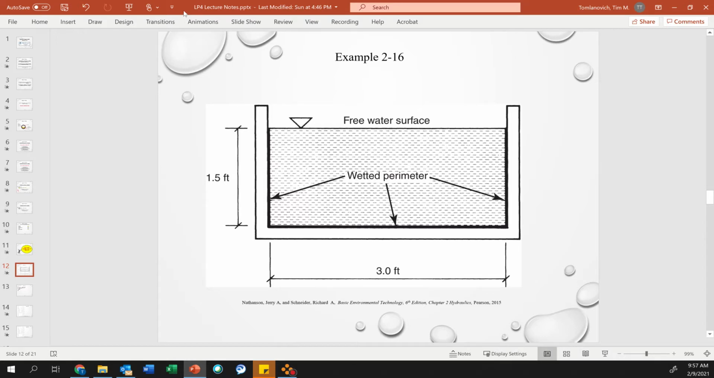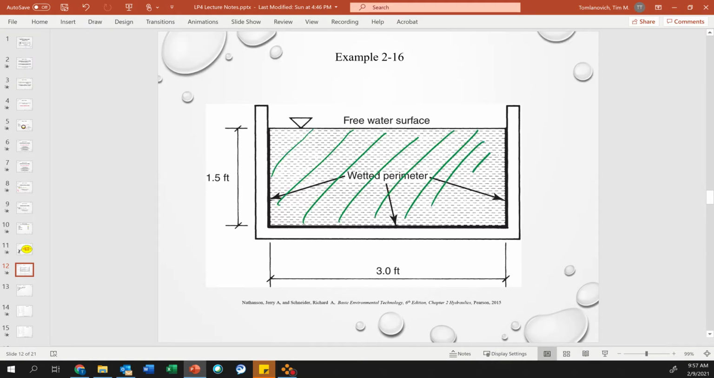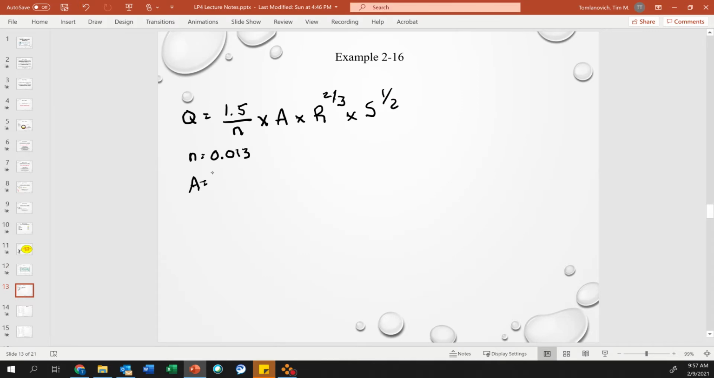Okay, so this where I'm shading green is my cross-sectional area of flow. So 1.5 times 3 feet. They're both feet, okay? Equals, if I multiply that out, 1.5 times 3, I get 4.5 square feet, okay? My hydraulic radius equals cross-sectional area of flow divided by my wetted perimeter.